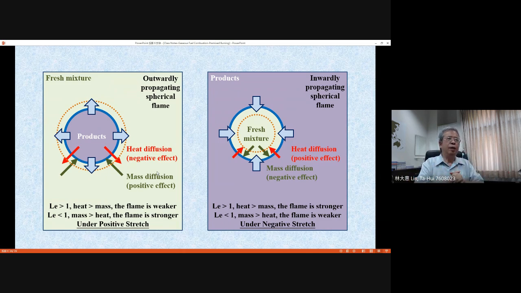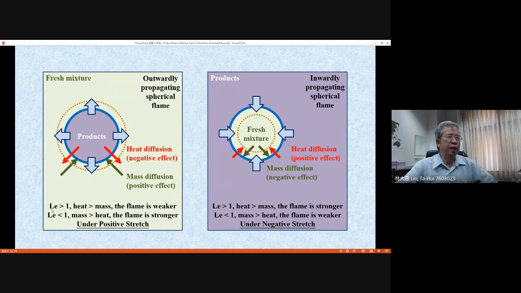When you look at this problem, as I mentioned, this is another example for positive flow stretch. Okay, that means they are the same in terms of flow convection. They have the same positive flow stretch. In this sense, you can see the strength for heat diffusion and mass diffusion give you the same effect. Okay, heat diffusion is negative, and mass diffusion is a positive effect. Then you can see they may have the same results.